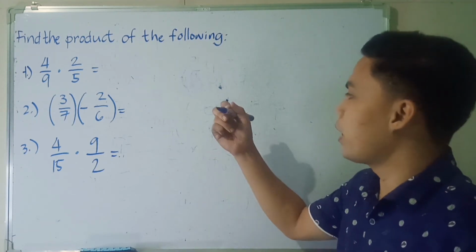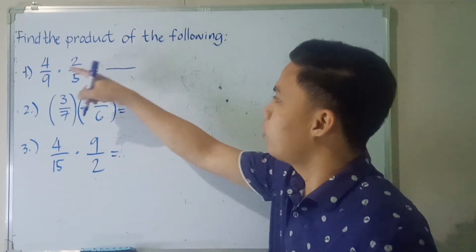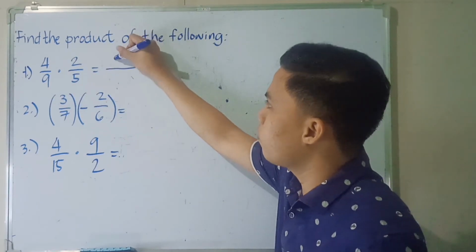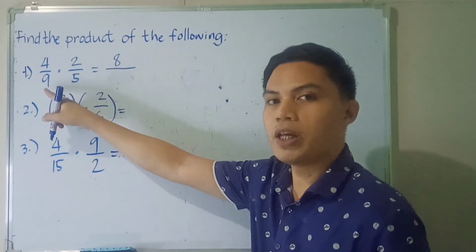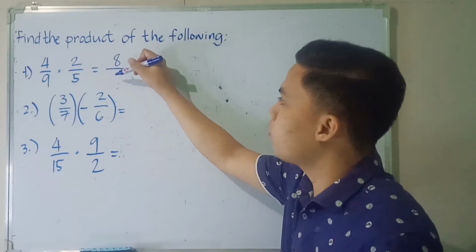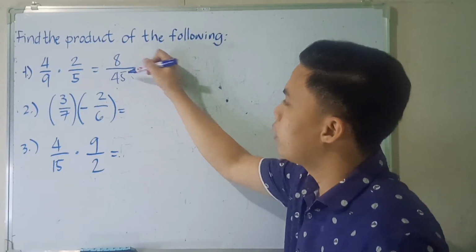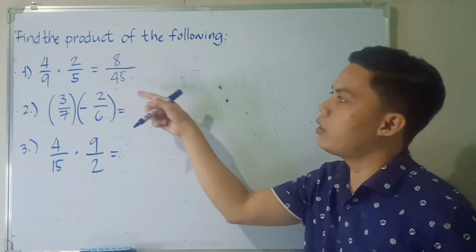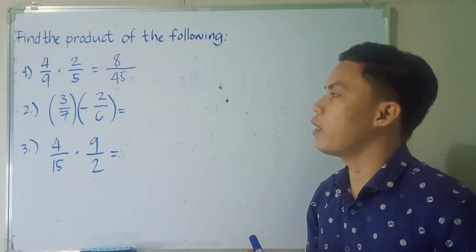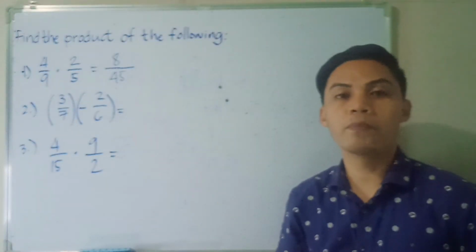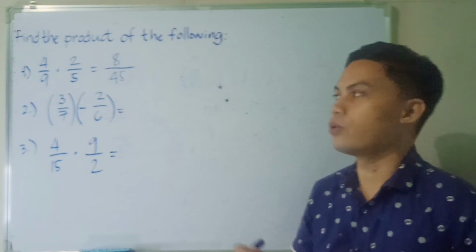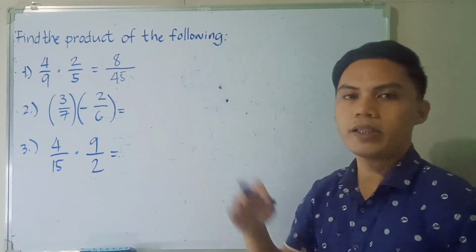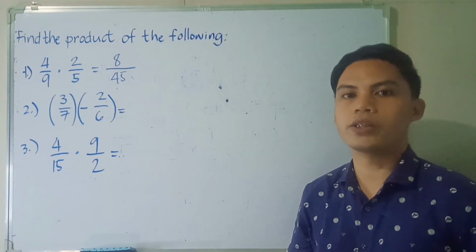So, we multiply their numerators. We have 4 times 2, that is equal to 8. Then, for the denominators, we have 9 times 5 is equal to 45. Now, we cannot simplify 8 over 45 any further. Therefore, 8 over 45 is our final answer. So, this is how simple the process of multiplying fractions is.